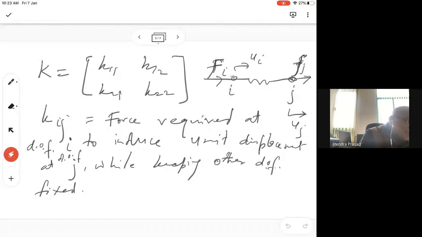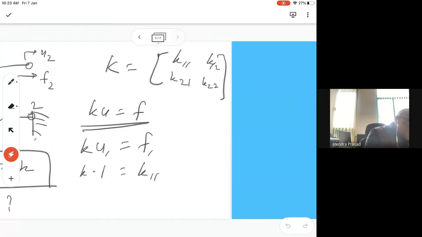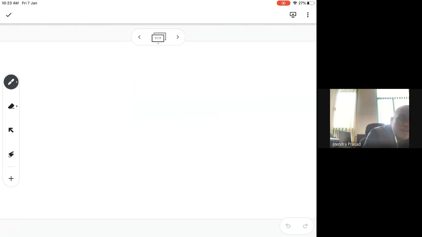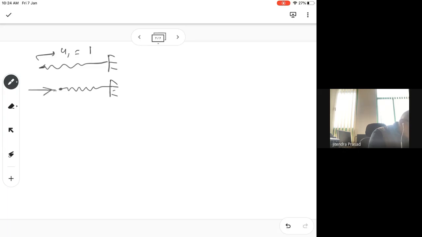Okay. So, well, we can see here. We can also do it like this. Instead of going by definition, we can also do it like this. This is the original configuration, right? And we are applying u1 equal to 1. So this becomes like this, compressed, right? So what is the value? Here from here to here is u1 equal to 1. And what is the force required?